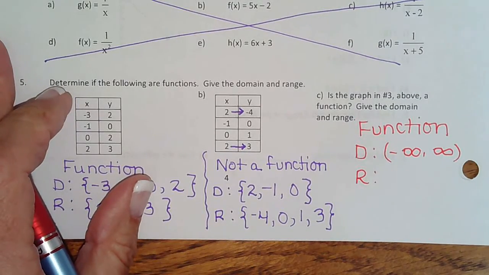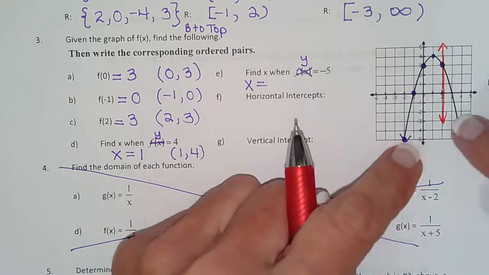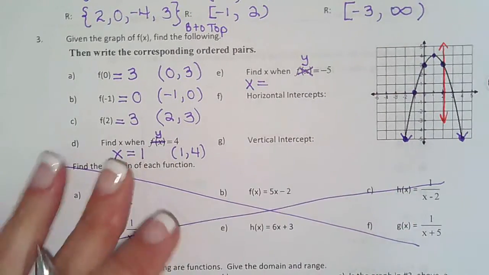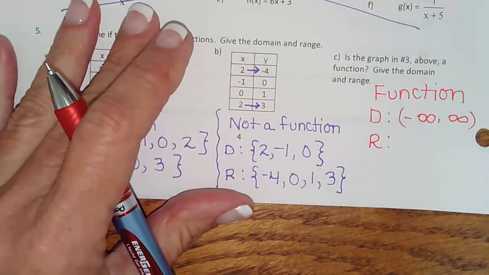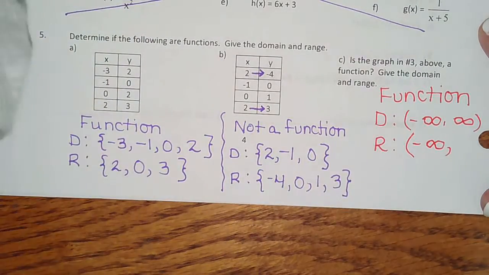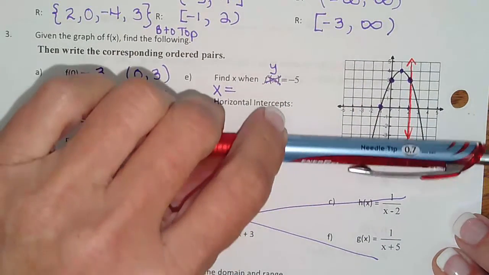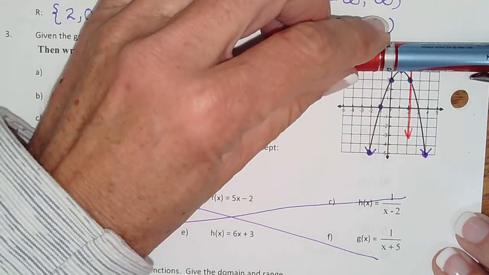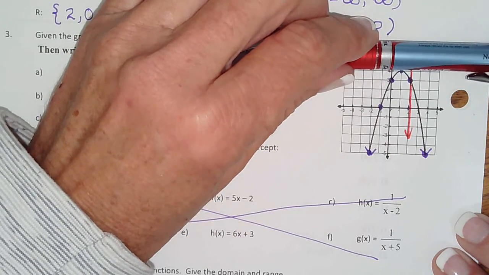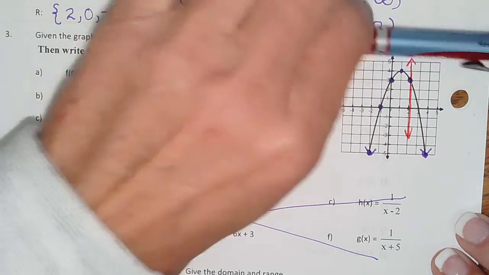Range is bottom to top. So I see this graph goes down forever. So the lowest y value is going to be negative infinity. And then roll your pencil up. So it goes down forever. And roll it up, roll it up. What's our highest y value? That would be 4. Is the highest y. It's not an open circle, so we put a bracket with a 4.